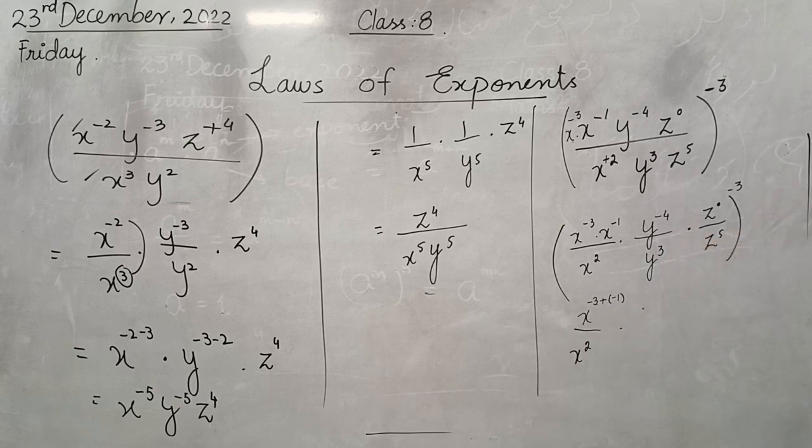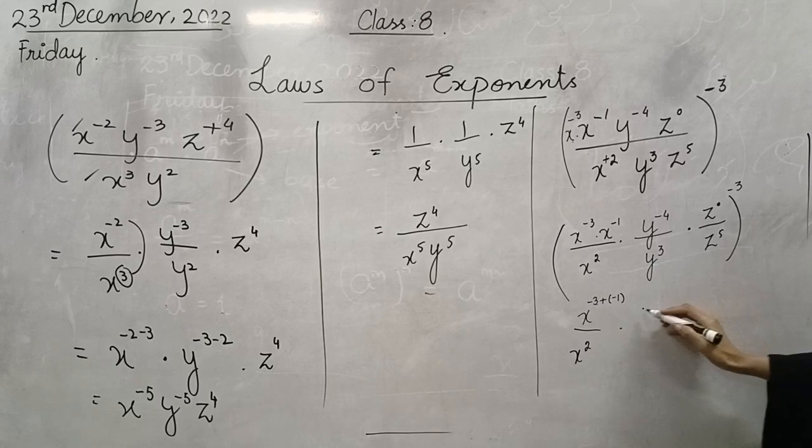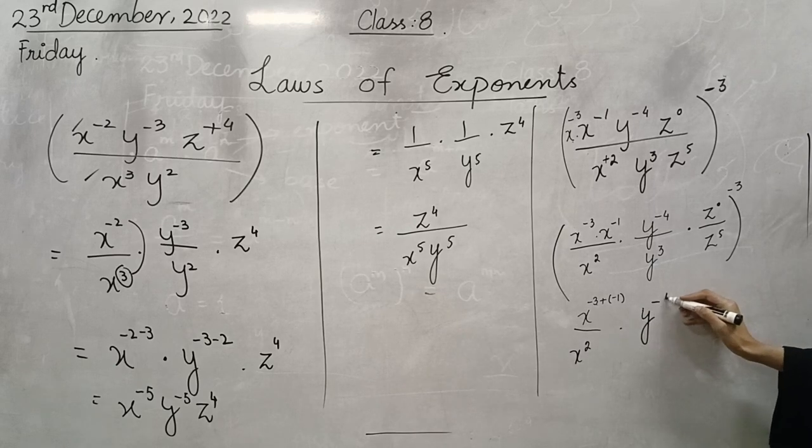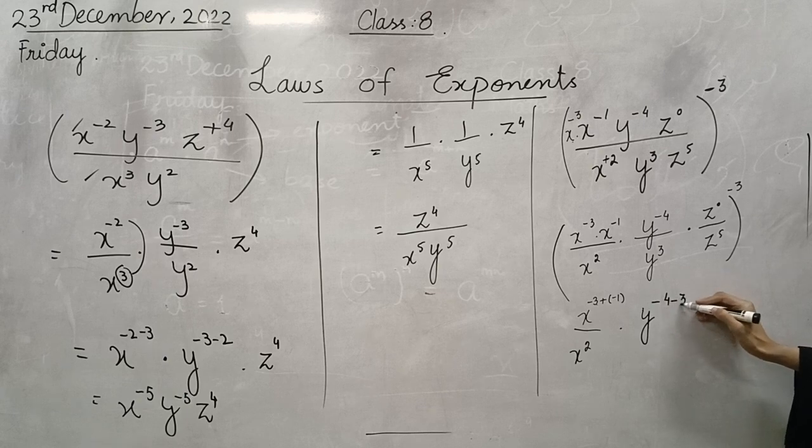Here we have two bases with negative and with two different exponents, but they are in division form. So we'll subtract the bases. Yes, exactly. Minus 4 minus 3.